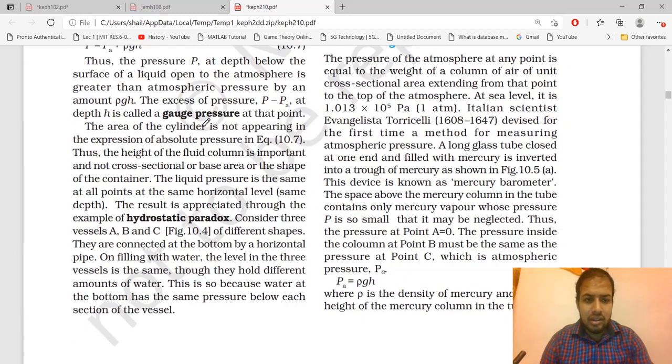The area means the pressure is not dependent on area. The area of the cylinder is not appearing in what we have. Thus the height of the fluid column is important and not the cross-sectional or base area or the shape of the container. The liquid pressure is the same at all the points on the same horizontal level at the same depth. The result is appreciated through the example of hydrostatic paradox in figure 10.4.